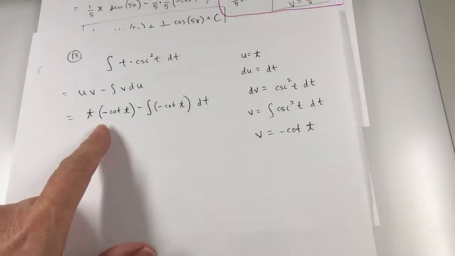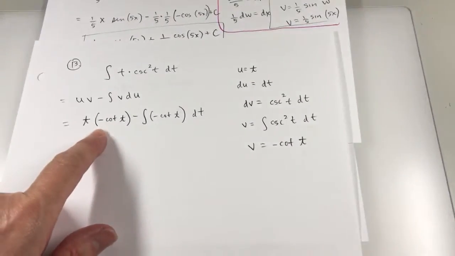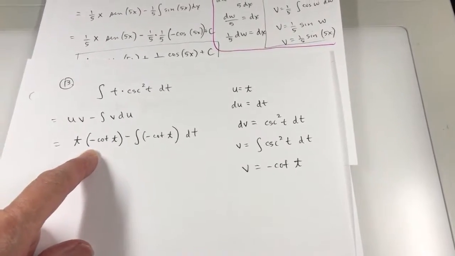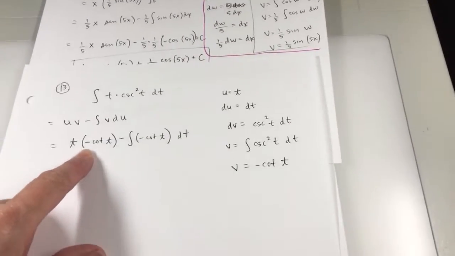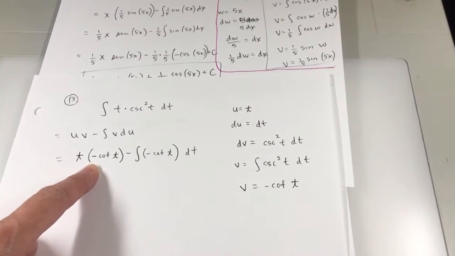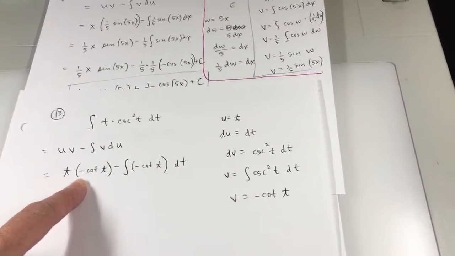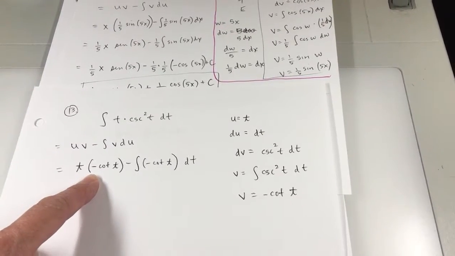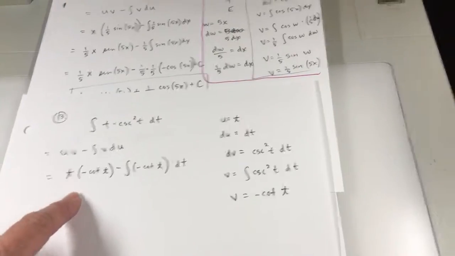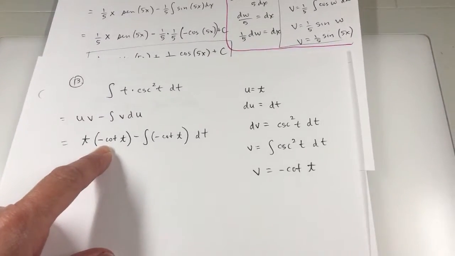Here's a warning. Put parentheses around negative cotangent t. If you do not put parentheses and you have that negative sign right there, then it's not multiplication, it's what? Subtraction. And that's a mistake I see a lot of on the test. People don't put those parentheses.